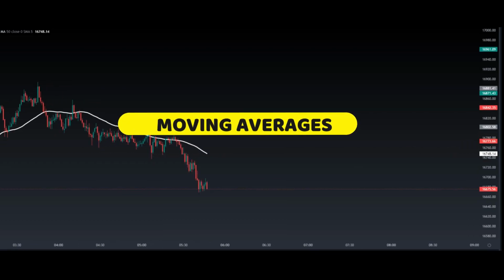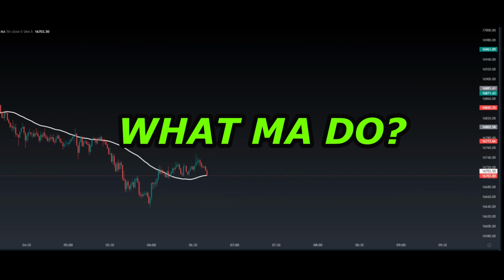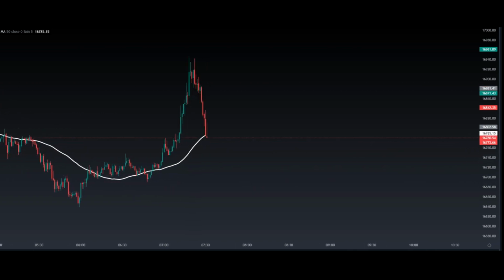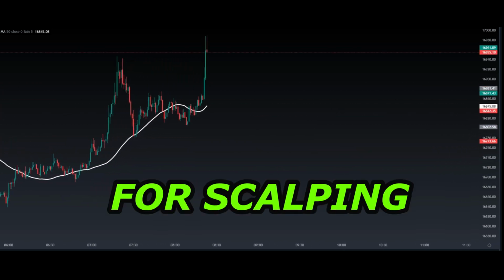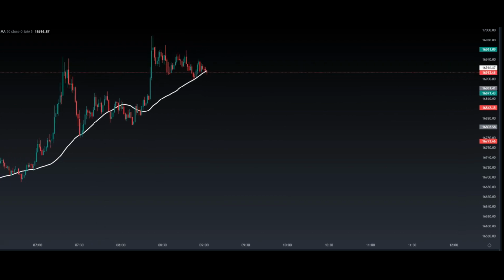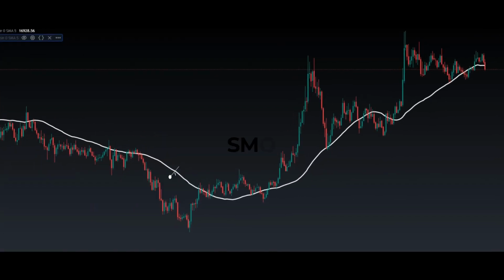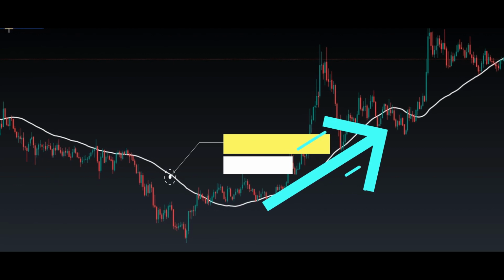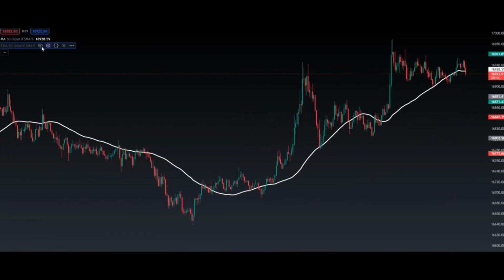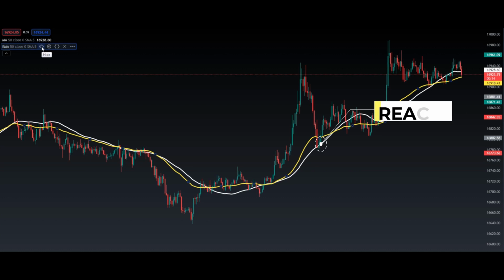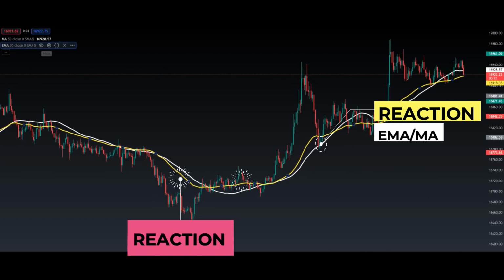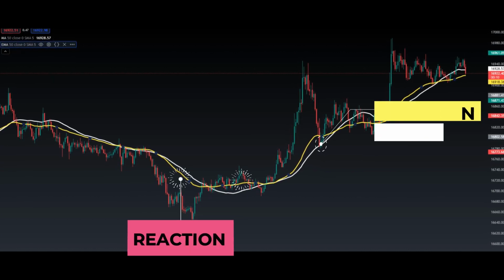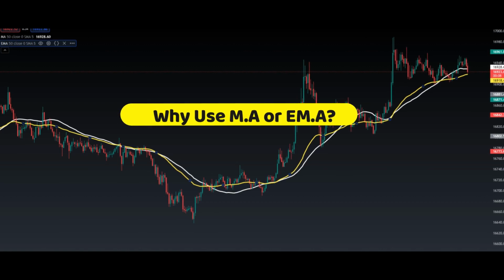We are using moving averages. So what do moving averages do, and why should we use exponential moving averages for scalping? The moving average is excellent to smooth out average price. It is also useful to find the trend direction. The EMA is similar to the moving average, but it gives greater weight to the most recent price data and reacts much faster. Here you can see both the EMA and the moving average are 50, but the EMA is responding to the recent price data.